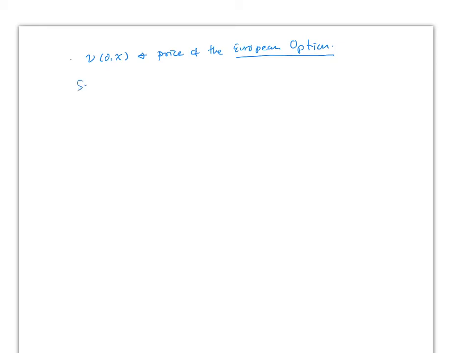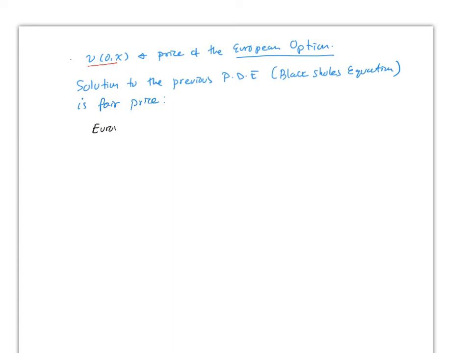In fact, the solution to the previous partial differential equation, which again was the Black-Scholes equation, is actually the fair price. And by fair price, remember we meant this. This was the fair price. In particular, if we have the European call option, where f of x is equal to x minus k plus, and we covered this before, then the solution to the partial differential equation is the following.